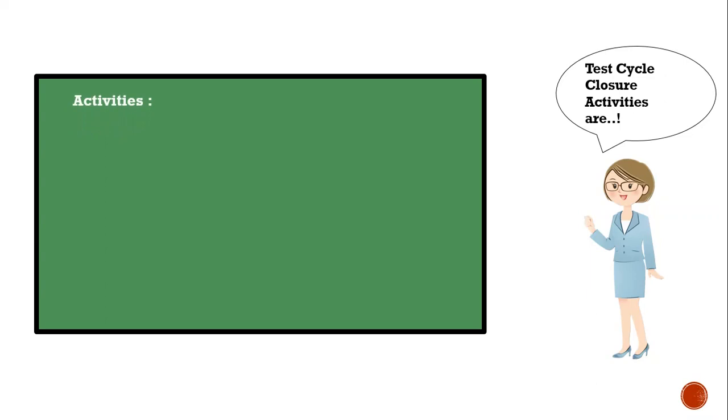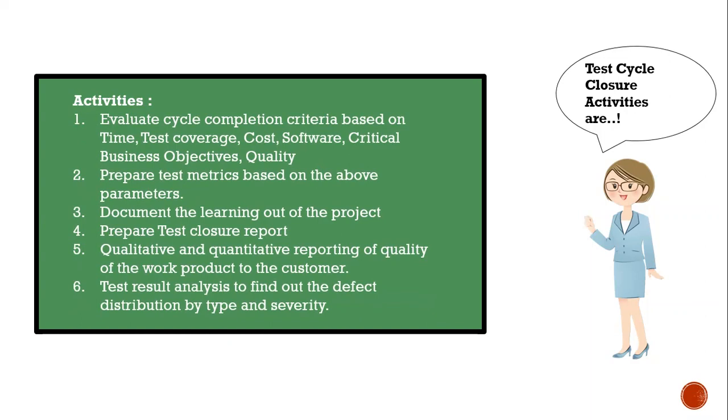What are the activities in test cycle closure? The activities are: evaluate cycle completion criteria based on time, test coverage, cost, software, critical business objectives, quality. Then the next activity is prepare test metrics based on the above parameters. Then document the learning out of the project, prepare test closure report, qualitative and quantitative report of quality of the work product to the customer, then test result analysis to find out the defect distribution by type and severity.